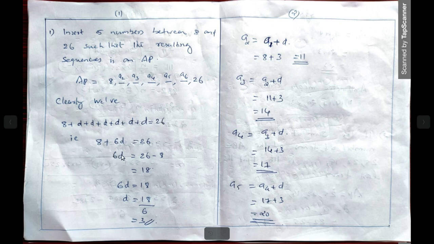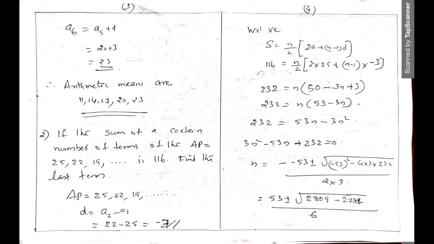Therefore 6D is equal to 26 minus 8, that is 18. And 6D is equal to 18 and D is equal to 3. So 8 plus D, that is A2, is 11. Then A3 means A2 plus D, that is 14. And similarly A4, A5 and A6 are also calculated. So the arithmetic means are obtained.